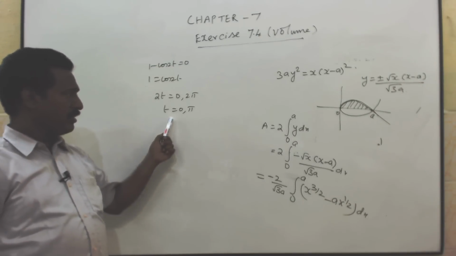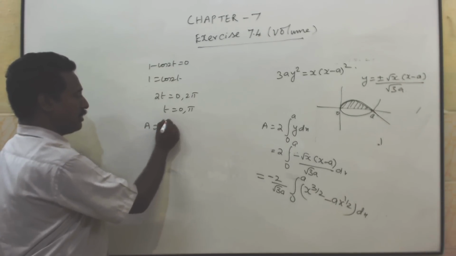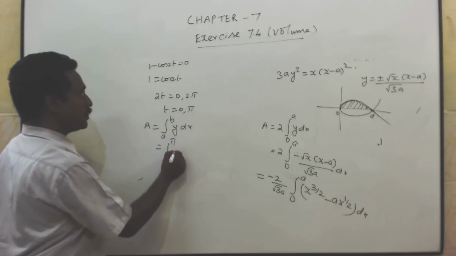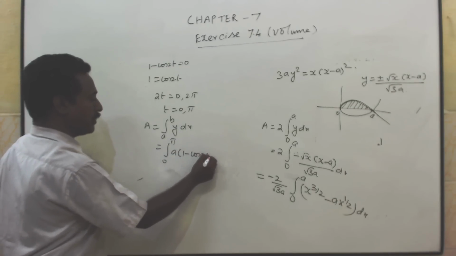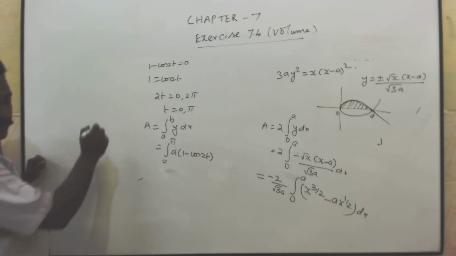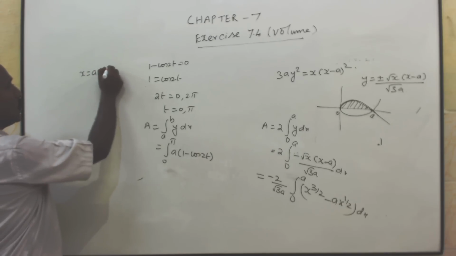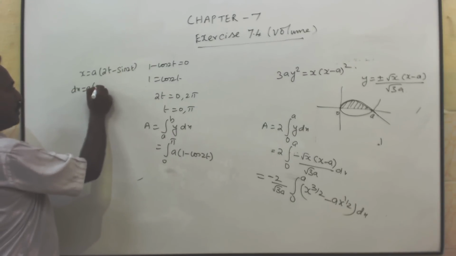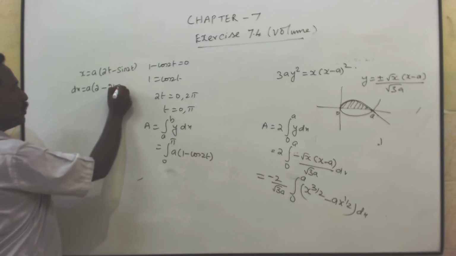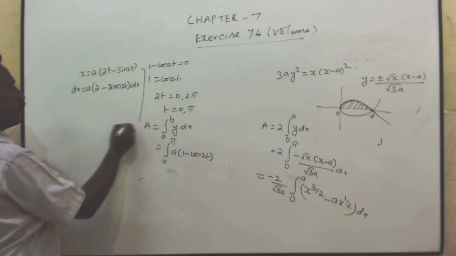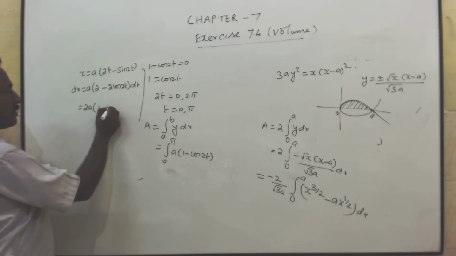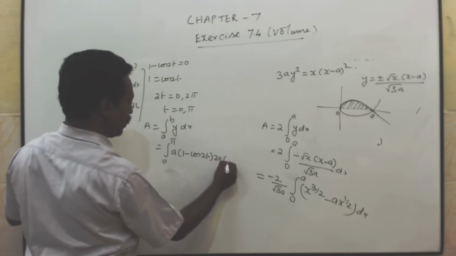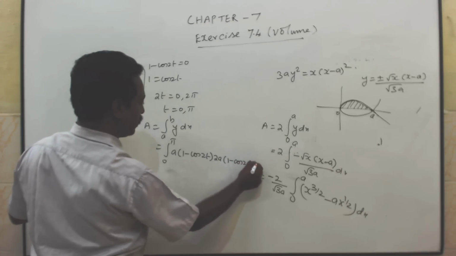Then area, what is the formula for area? Integral a to b y dx. Limit 0 to pi, y. What is y? A into 1 minus cos 2t, dx. What is x given? X is equal to a into 2t minus sin 2t. dx equal to a, 2t gives 2, sin 2t gives 2 cos 2t, with respect to t means dt. 2 common taken out, 1 minus cos 2t into dt. Now substitute: 2a into 1 minus cos 2t into dt.